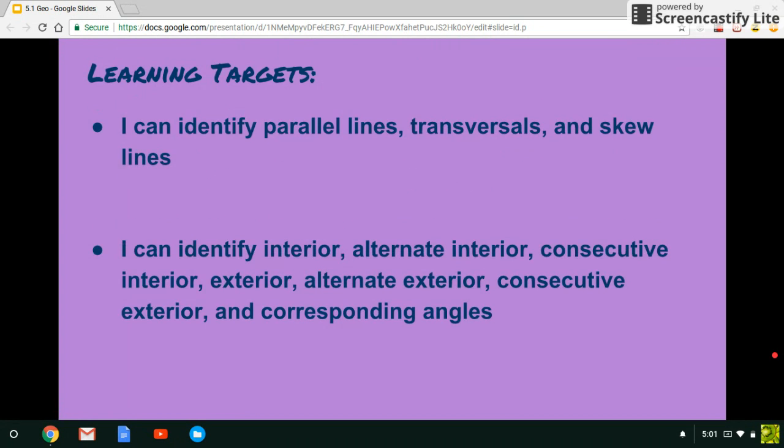Okay, so for our learning targets, I can identify parallel lines, transversals, and skew lines. And then I can identify interior, alternate interior, consecutive interior, exterior, alternate exterior, consecutive exterior, and corresponding angles. So that does sound like a lot of vocabulary, but again, we're going to have all week to work on this together. So let's get started.